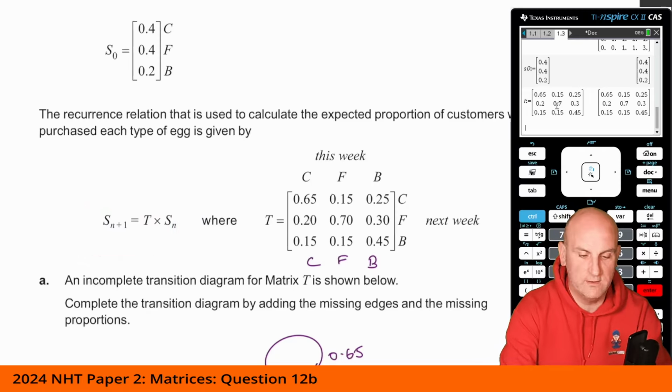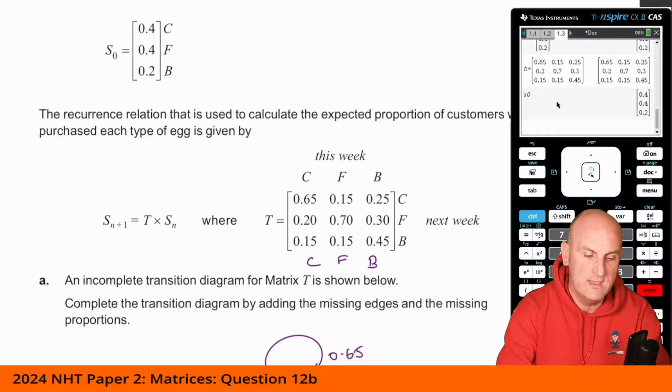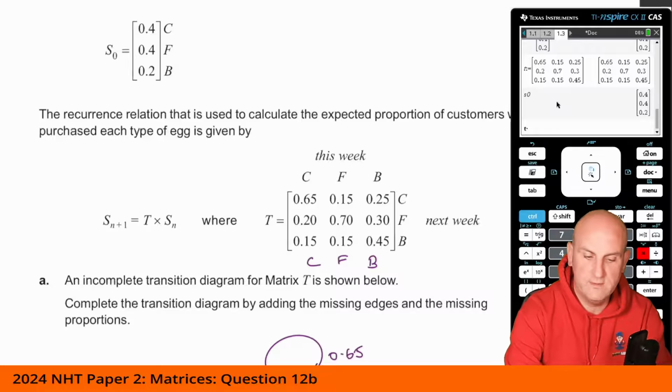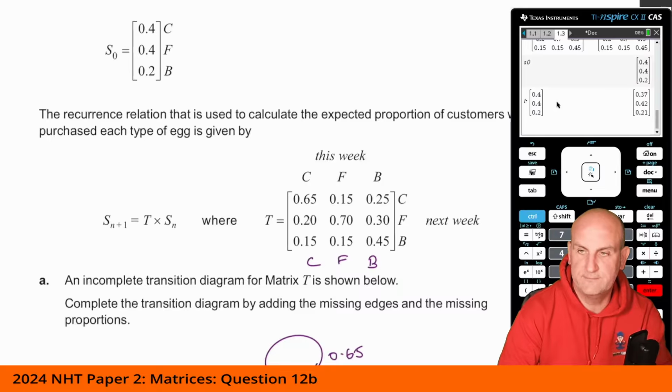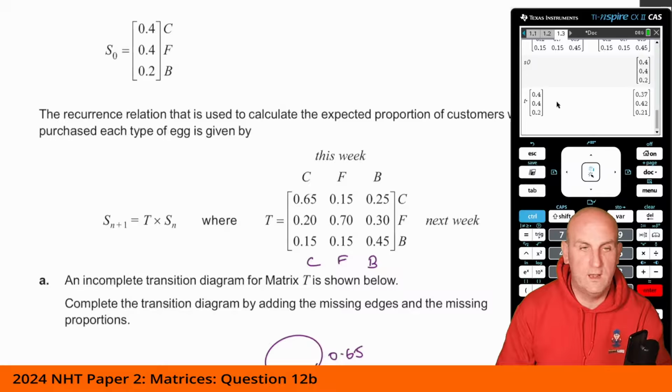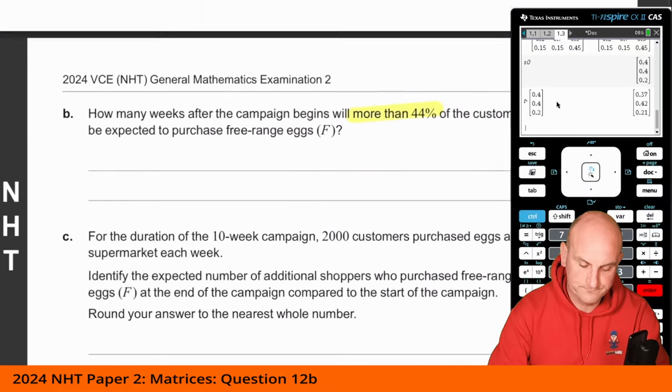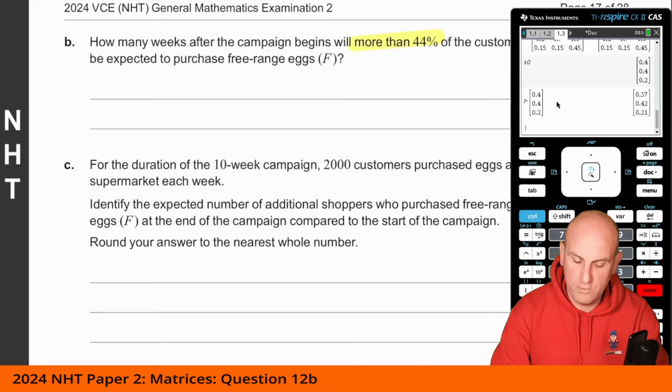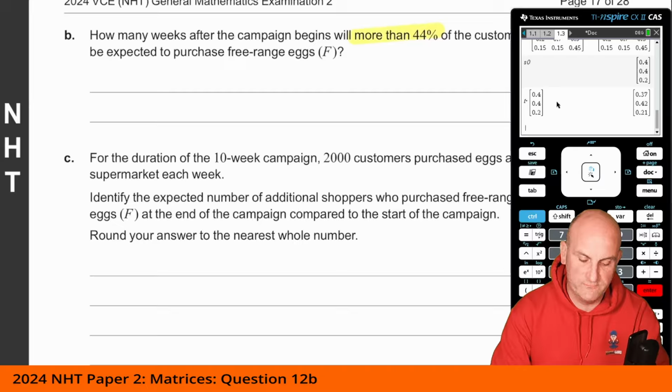So what I'm going to do now is put S0 into my answer, and then do T times my answer and hit enter. So that's 1 week, and we are looking for more than 44% of the customers to be buying free-range eggs.